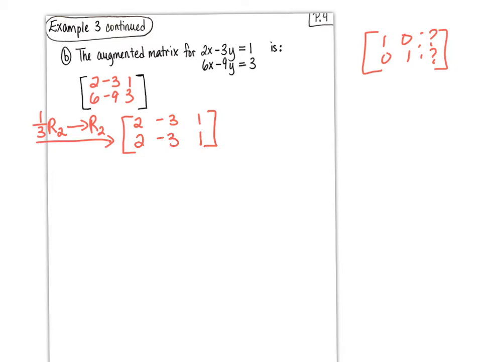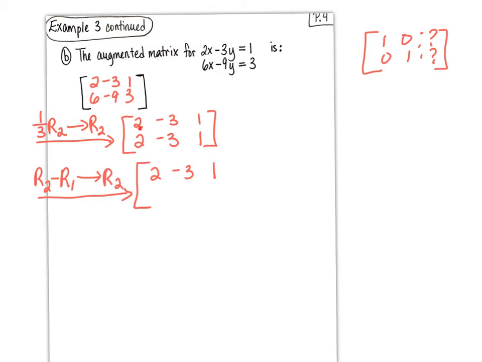What row do you want to change? Row 2? Good. You do row 2 minus row 1. So row 2 minus row 1 to get a new what? Row 2. Good. So now row 1 doesn't change. So now we're doing row 2 minus row 1.